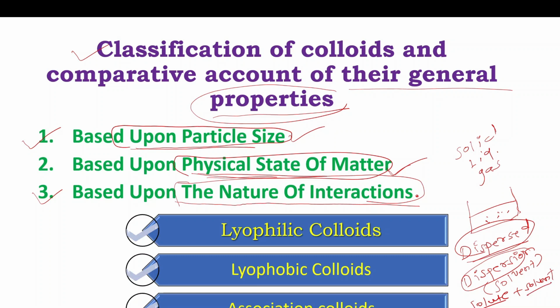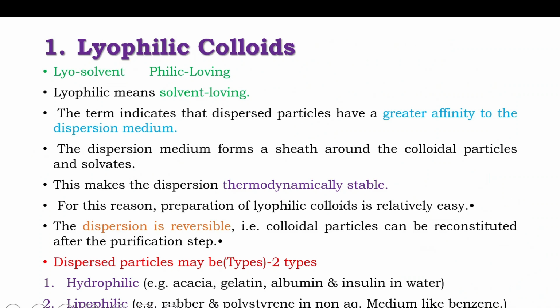So based upon this interaction there are three types of colloids that can be classified in this colloidal dispersion. First one is the lyophilic colloid, second one is the lyophobic colloid, and third one is the association of the colloids. Mainly first of all we will discuss the basic points in this lecture and then we move forward to the content in detail so you can write the answers in the semester exams.